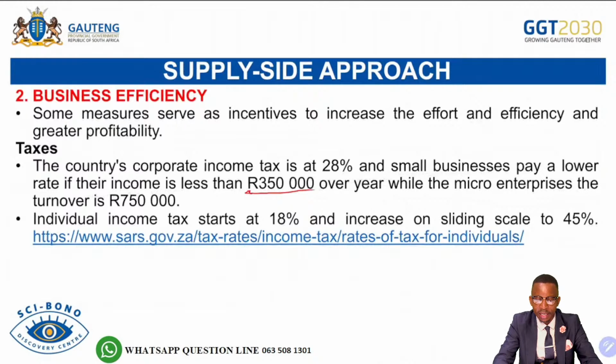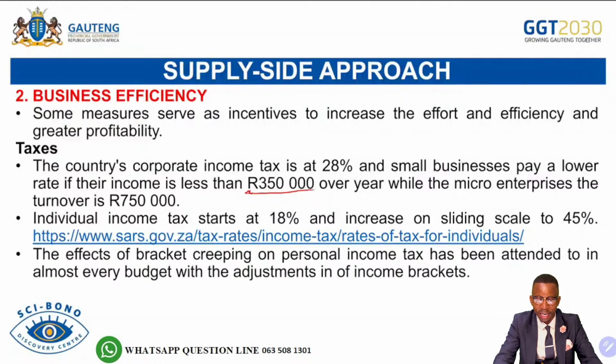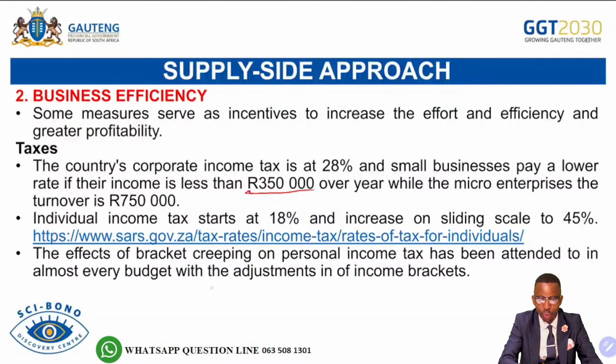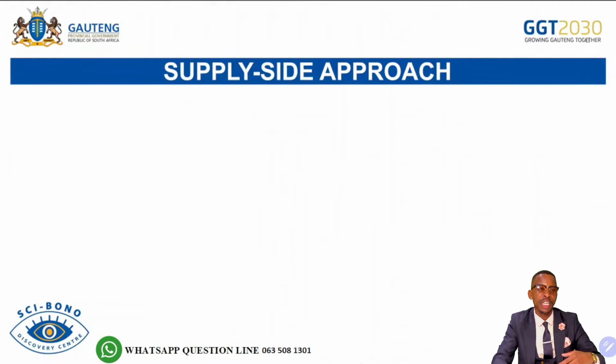Individual income tax starts at 18% and increases on a sliding scale to 45% according to the tax bracket. That can be found on our ZSA information or on this link. The effect of bracket creeping on personal income tax has been attended to in almost every budget, with the adjustments of income brackets. So whenever one's income is increasing slightly, that person might be moved to the next tax bracket, which will be increasing the taxation that is payable on their income.